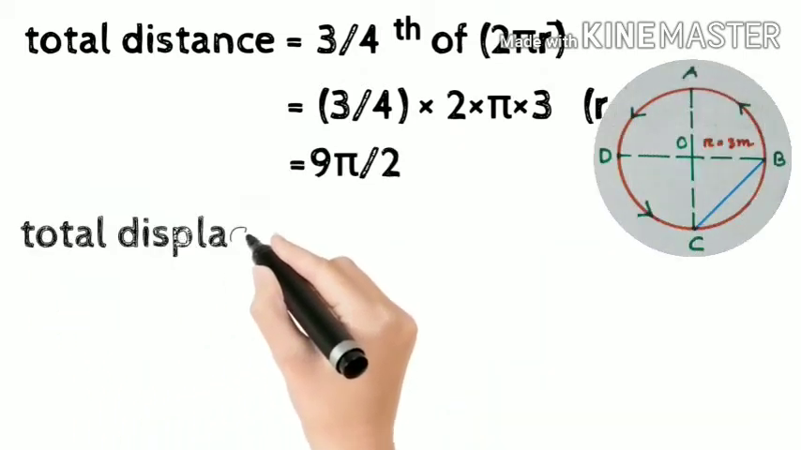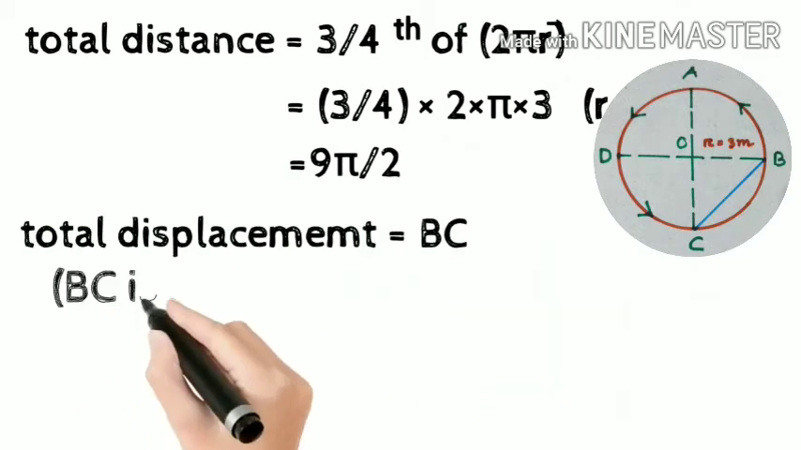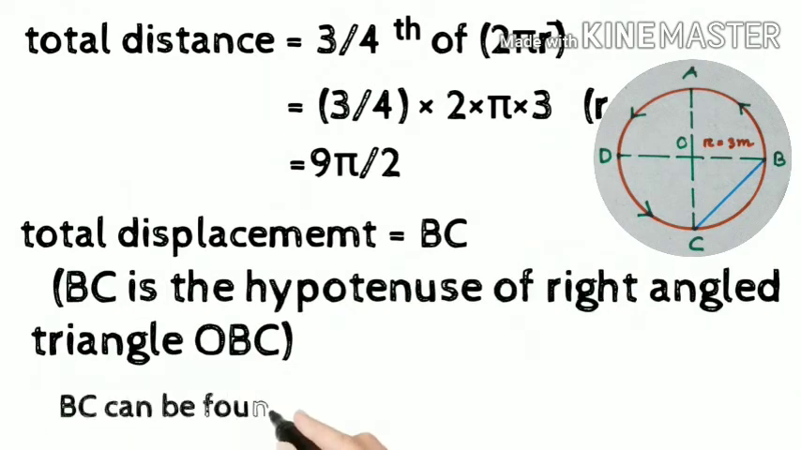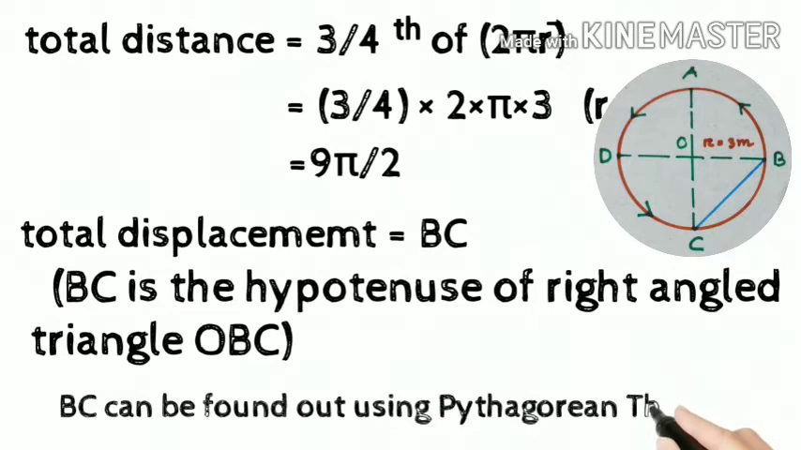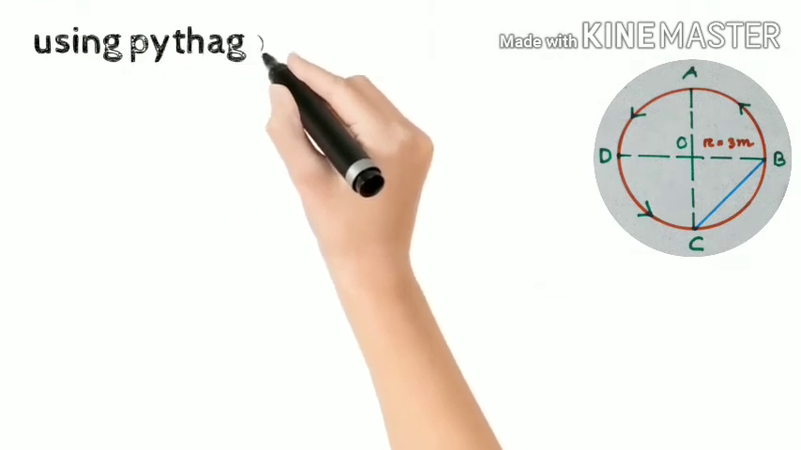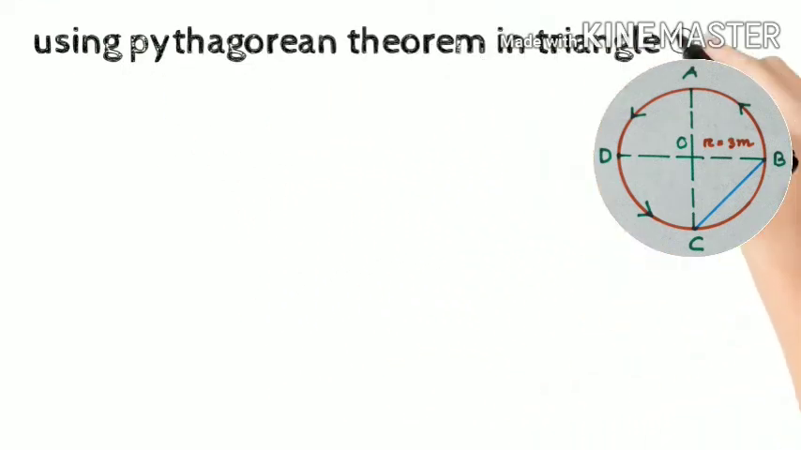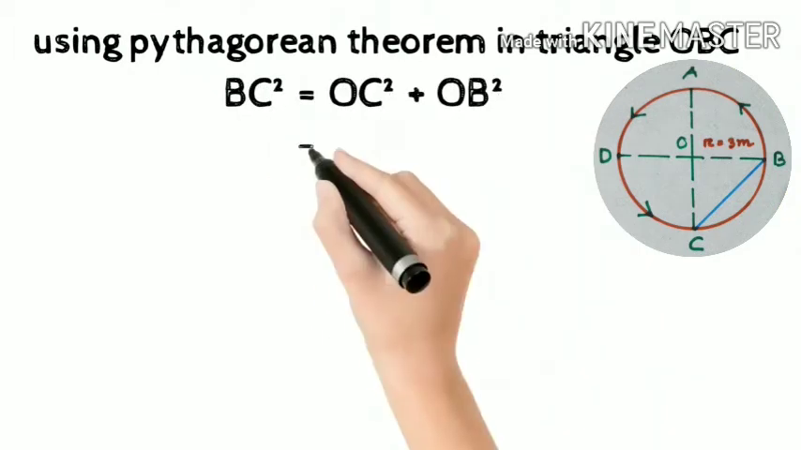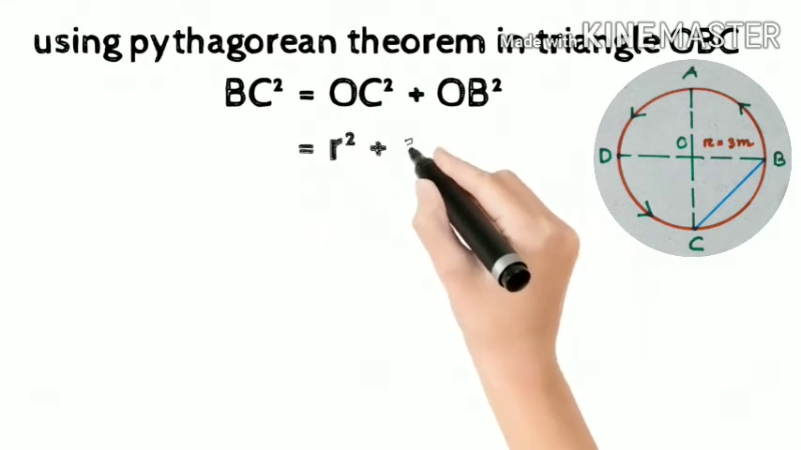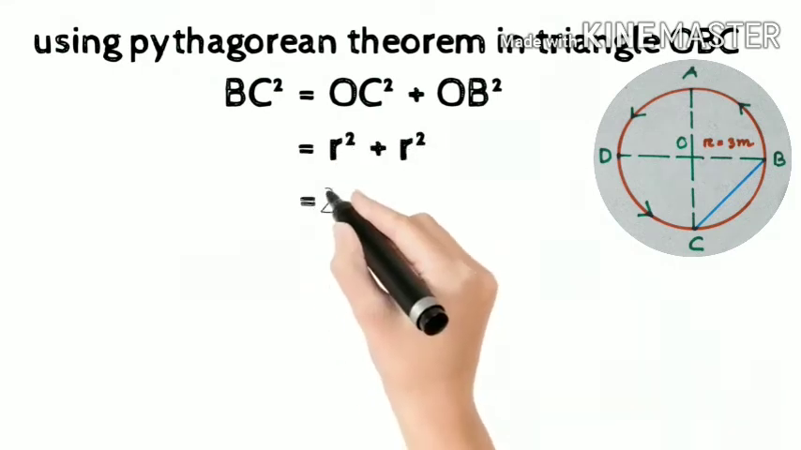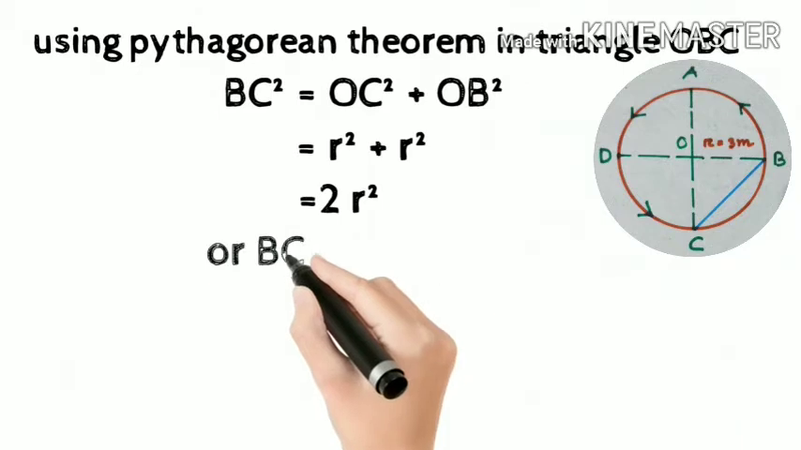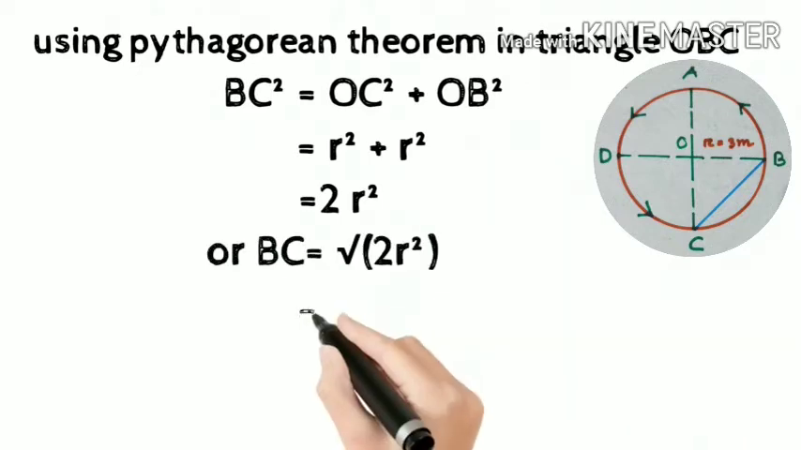Now, total displacement of the cyclist is BC. Also, from the figure, we can say BC is the hypotenuse of the right angle triangle OBC, which can be easily found out by using Pythagorean theorem. By using Pythagorean theorem in the right angle triangle OBC, we can write BC square equal to OC square plus OB square. Also, from the figure, it is seen that OC and OB both are the radius of the given circle. By simple simplification, we can find out BC square equal to 2r square or BC equal to root 2 r.